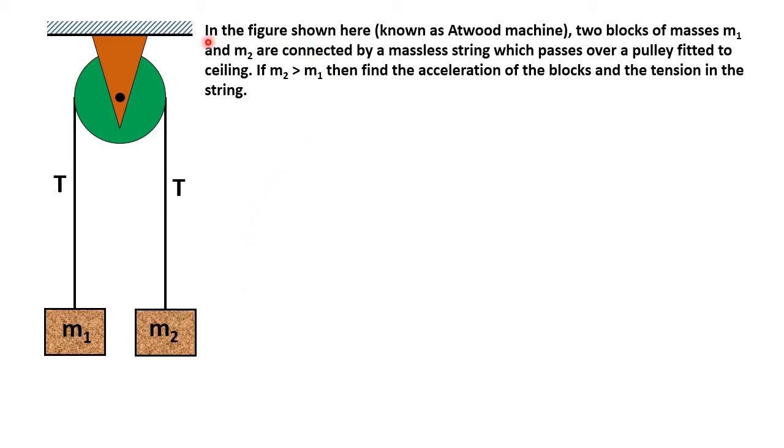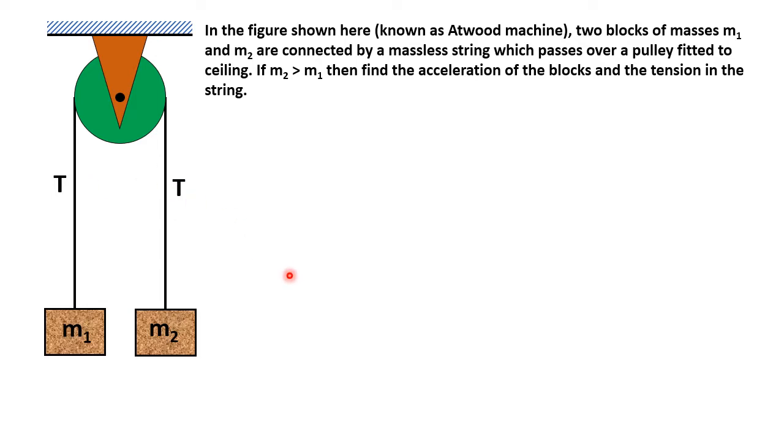Let's read the question. In the figure shown here, known as Atwood machine, two blocks of masses M1 and M2 are connected by a massless string which passes over a pulley fitted to the ceiling. If M2 is greater than M1, that means this M2 is heavier, then find the acceleration of the blocks and the tension in the string. Here T is the tension in the string.